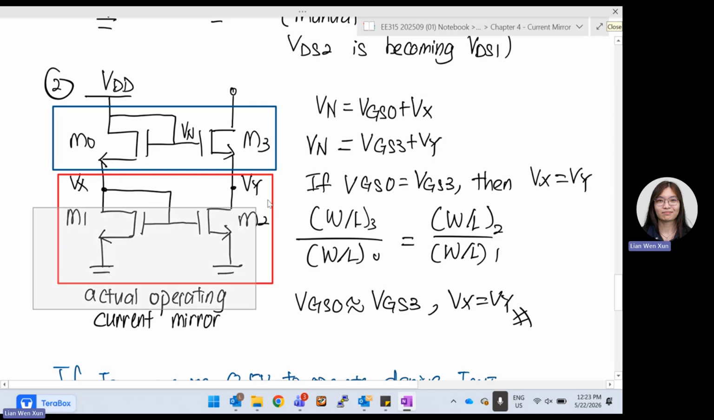The bottom one is the actual operating current mirror. The top one is just to help, so that my bottom current mirror has the same Vx and Vy and doesn't get affected by my VDD. This is just a complementary help. The blue color one is just to help.